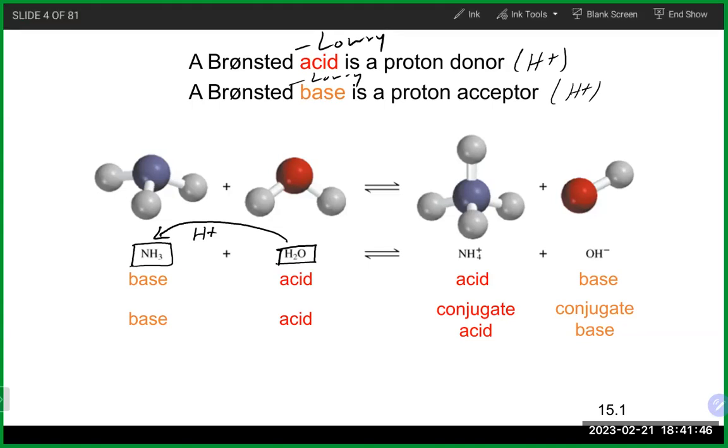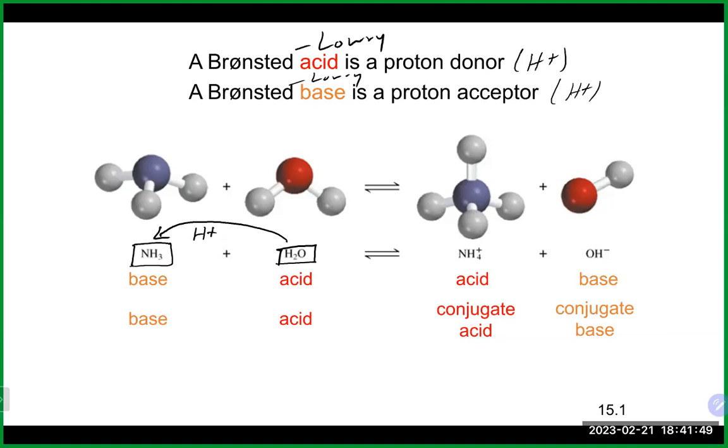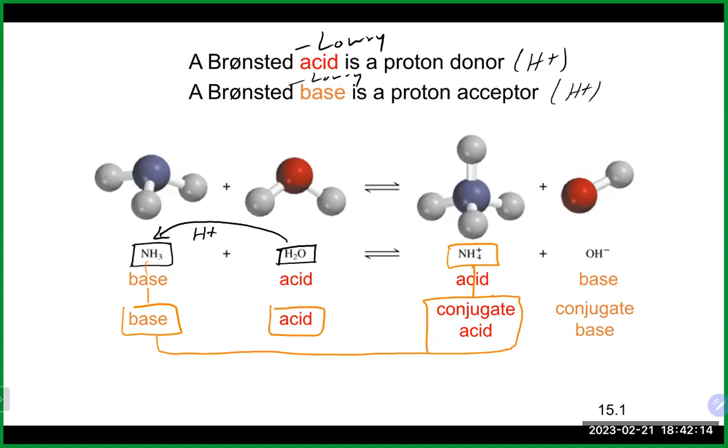And in this particular case, the NH3 over here, which is the base, is related to the conjugate acid on the other side, and that would be the NH4 plus. So those two are related to each other. Base on the left-hand side, its partner on the other side is a conjugate acid, while water here is acting as an acid, and its partner on the other side is the conjugate base, which in this case is the hydroxide.